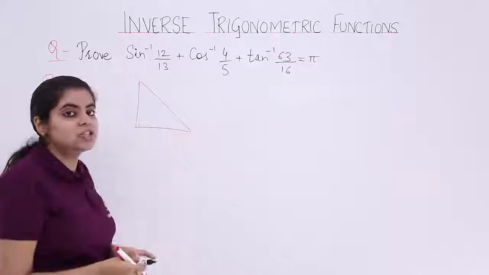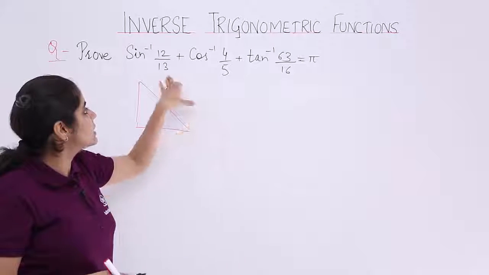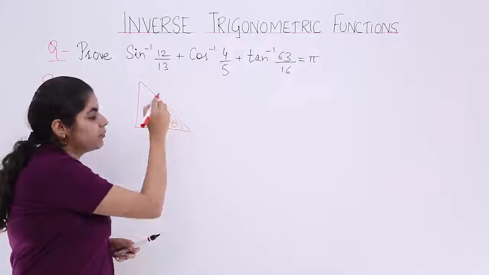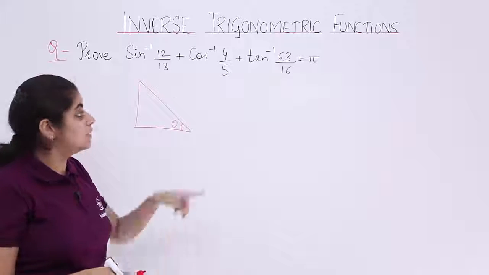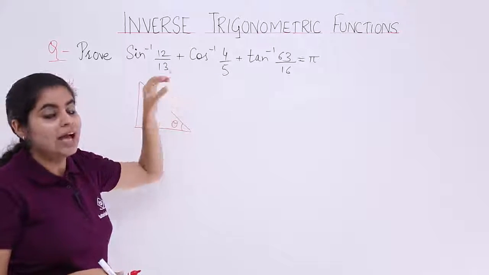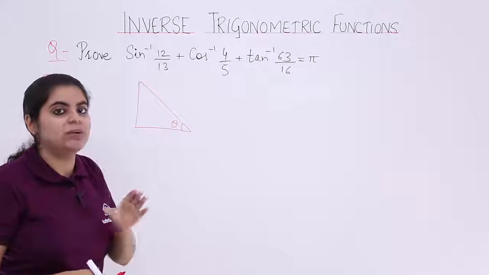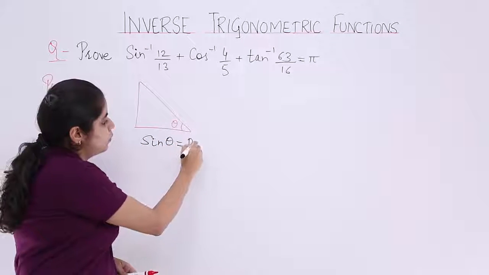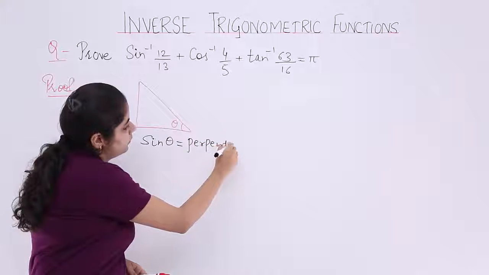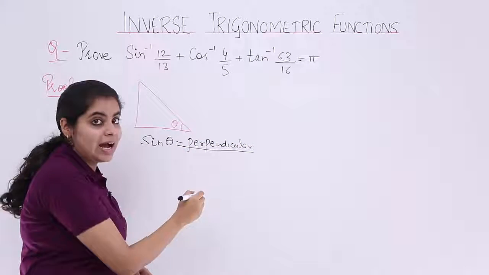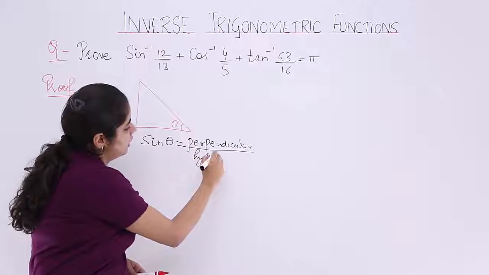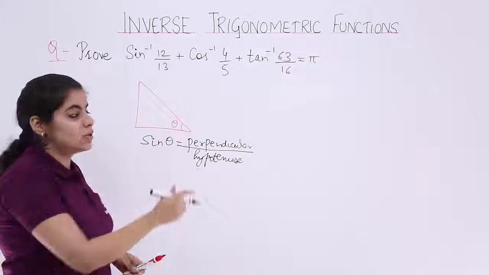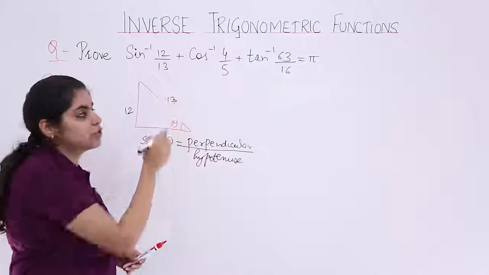and we will take into consideration the first term, that is sine inverse 12 upon 13. So suppose this angle is theta. What is sine theta? As per this term, it is 12 upon 13, and sine theta is perpendicular upon hypotenuse. So sine theta, which is equal to perpendicular upon hypotenuse, is given to me as 12 upon 13.